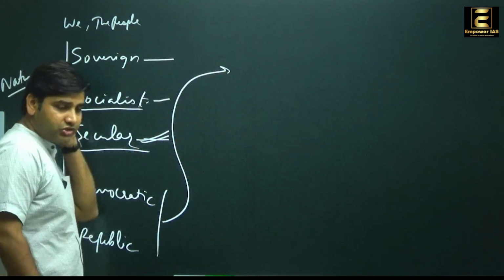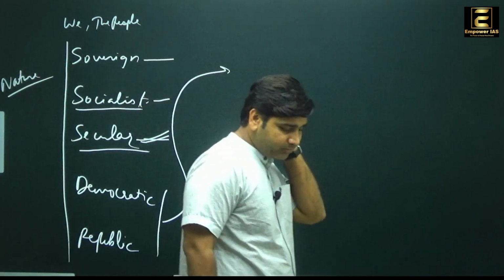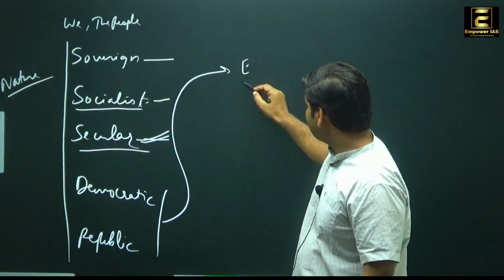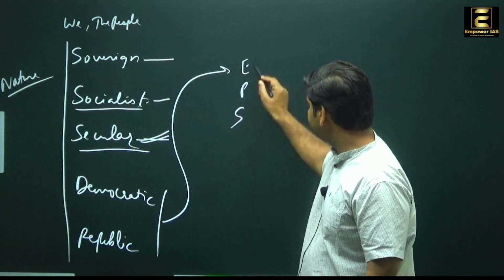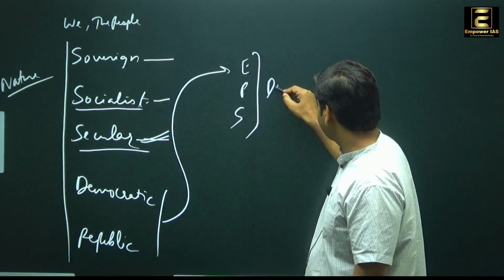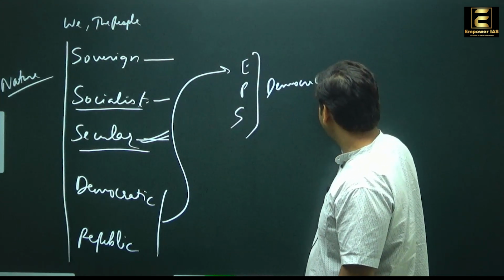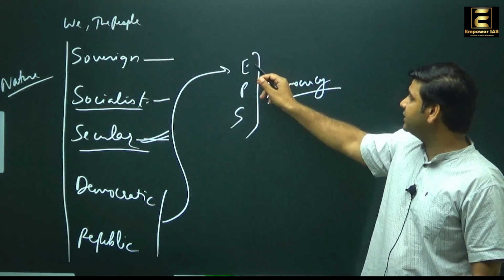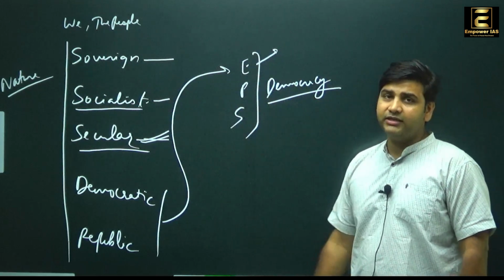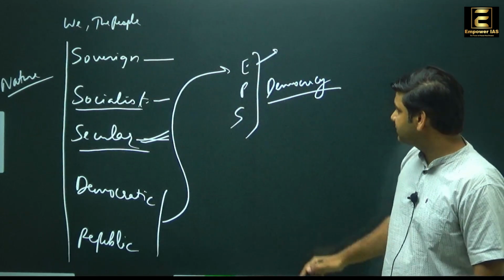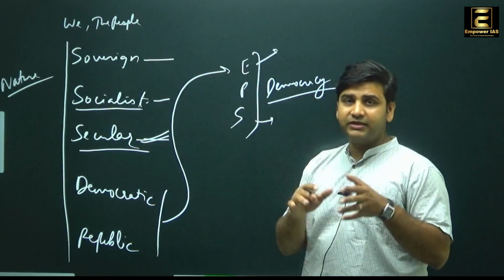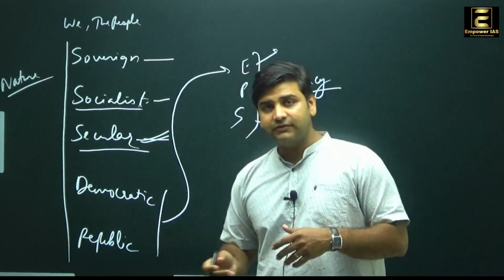Now let us come to the words democratic and republic, which are the basic features of the constitution. What do we mean by democracy? It is economic, political and social democracy together, where again there has to be equality in income, status and other things. Social means there has to be equality among the classes, among different sections, factions and different religions.